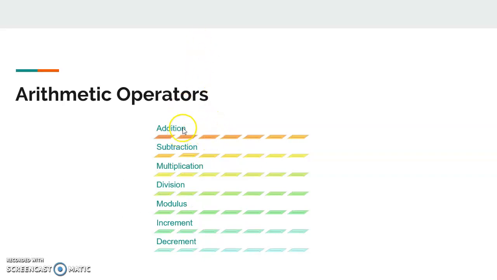The plus symbol is used to perform addition, and this gives you the sum of two numbers. The minus symbol is used for subtraction, and this gives the difference between two numbers. For multiplication, star is used in Java, and this gives you the product of two numbers. For division, the forward slash symbol is used, and it gives you the quotient of the division. Modulus gives you the remainder, and the operator used here is the percent symbol.